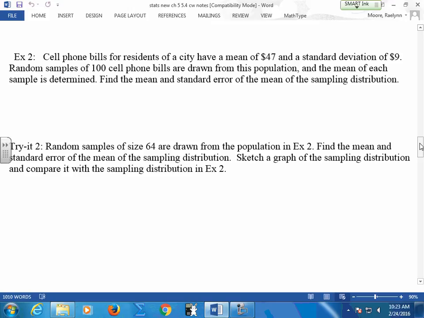Cell phone bills for the residents of the city. This is my population. My residents of the city, say population, have a mean of 47 and a standard deviation of 9.